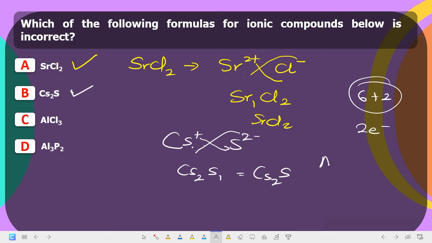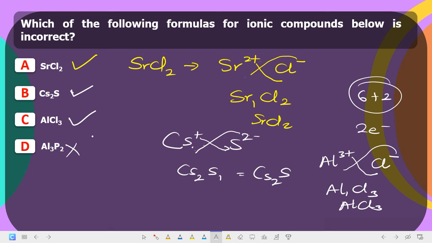Now, how about aluminium? Aluminium usually has this oxidation state of 3+. Now, chlorine usually has oxidation state of what? 1-. If they exchange valency, this becomes Al1Cl3, which is 1 is often neglected, so you have AlCl3. This is correct. Now, automatically, you know this is wrong, right? But let us confirm to see if the question is correct or not.